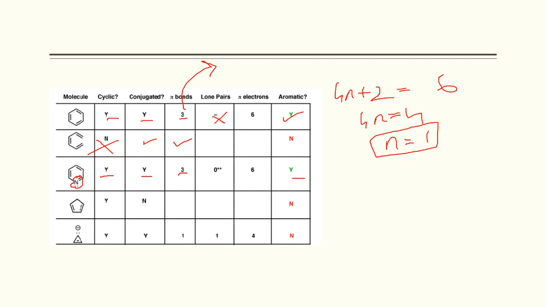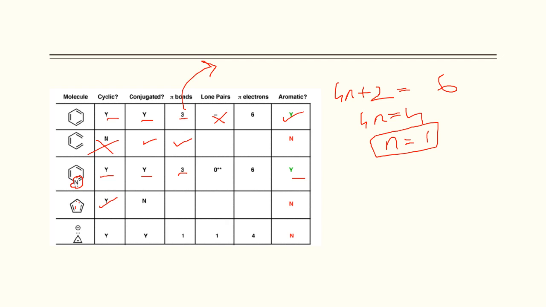Here you can see it is cyclopentadiene. Cyclopentadiene is cyclic. Okay, yes, it is cyclic. Is it planar? Yes, it is planar as well. But conjugation, here you see double bond, single bond, and then single bond again. So it's not conjugated, so it is non-aromatic.